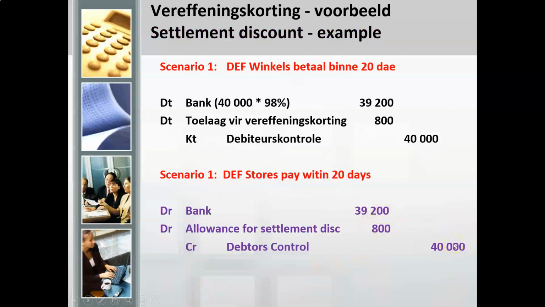What was the outstanding debtors amount? 40,000 Rand. So we're going to credit debtors with 40,000 Rand. So debtors is out of our books. Bank reflects the correct amount. The allowance for settlement discount is out of our books.